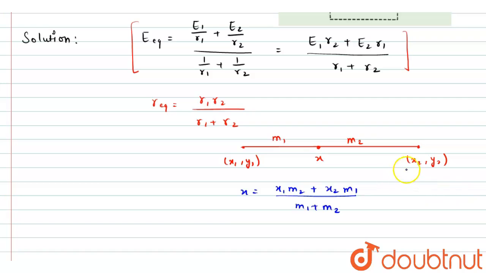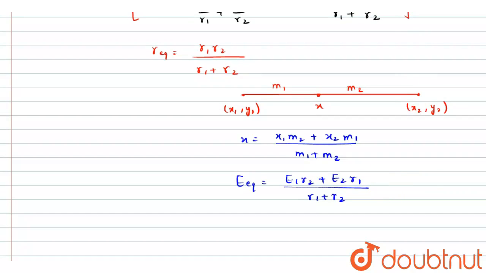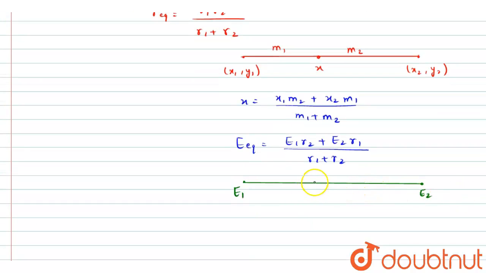Now if I use this section formula, these two formulas are similar. We have E equivalent given as (E1 R2 plus E2 R1) divided by (R1 plus R2). If I draw a line to represent this, we have two extreme points, E1 and E2. The equivalent EMF cannot go beyond this. Let's say this is the point of E equivalent.